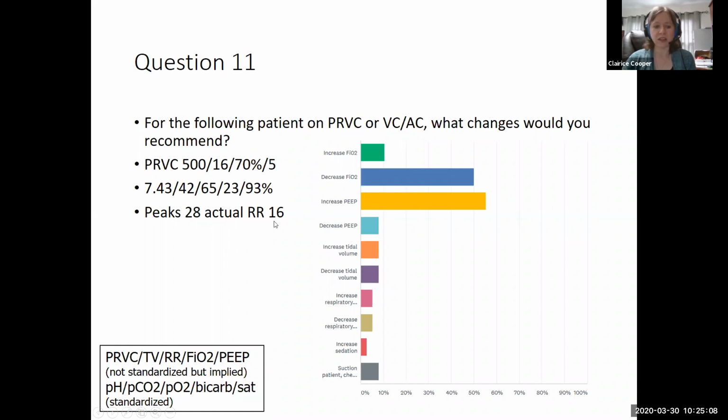So those are advanced considerations. But again, in optimizing this patient, the immediate events should be increasing the PEEP so that we can decrease the FiO2, and additional considerations may be to decrease the tidal volume and increase the respiratory rate in order to optimize the peak airway pressures.